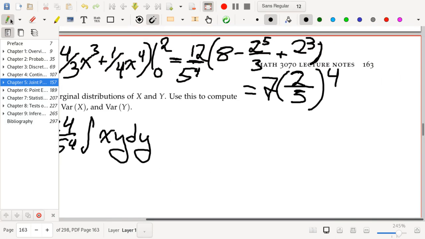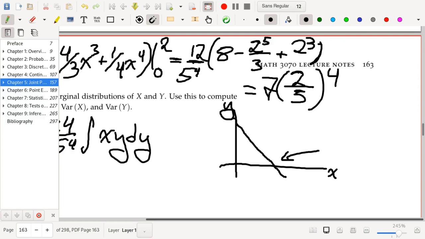The hard part of these types of problems is, aside from manual labor, generally figuring out what the proper bounds of integration are. So we've got possible values of x and y. Here is the region over which our PDF is positive, and we have x plus y is equal to 5. That's the line that we've written, which corresponds to y equals 5 minus x.